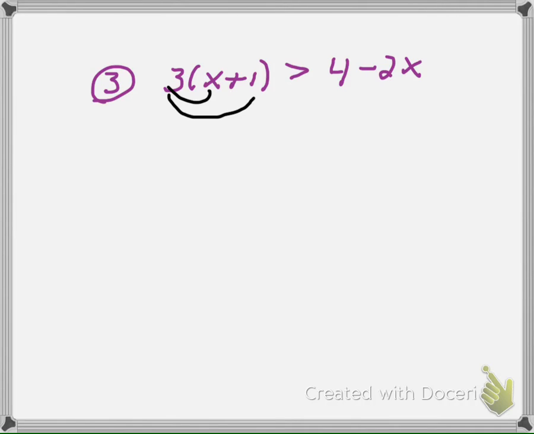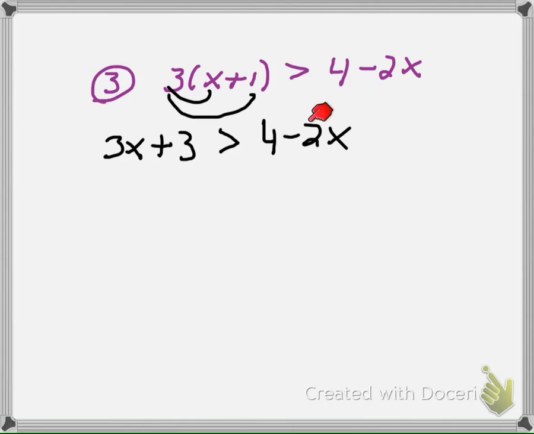So distribute means to multiply. I have to multiply the 3 times the x, and I have to multiply the 3 times the 1. So working left to right, I'm going to write what I would get. 3 times x is 3x. 3 times 1 is 3. Notice I bring the plus sign down. I bring the sign down, the greater than sign, and then 4 minus 2x.